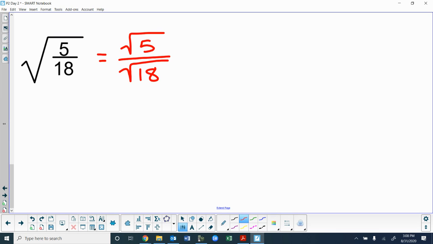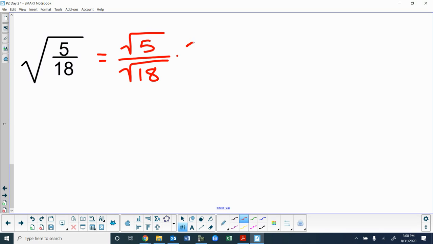We can't simplify this fraction, because they don't have any common number. But if they did have a common number, like let's say it was 3 over 18, we would reduce it to 1 over 6 and then do the problem. But in this case, we can't simplify it. So I like to rewrite it as separate radicals and then rationalize the denominator is what we're doing.